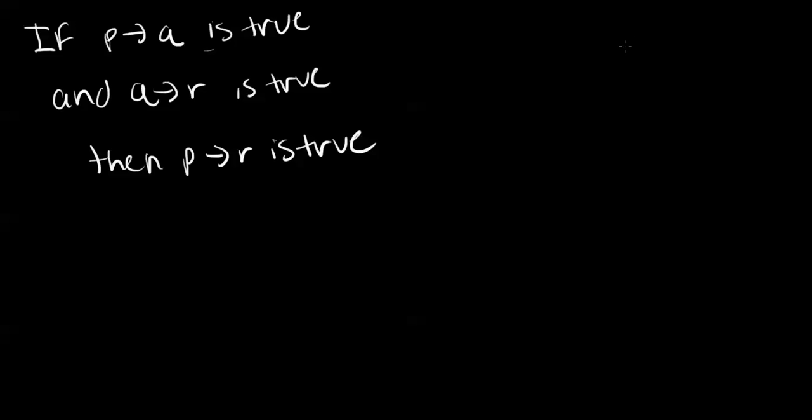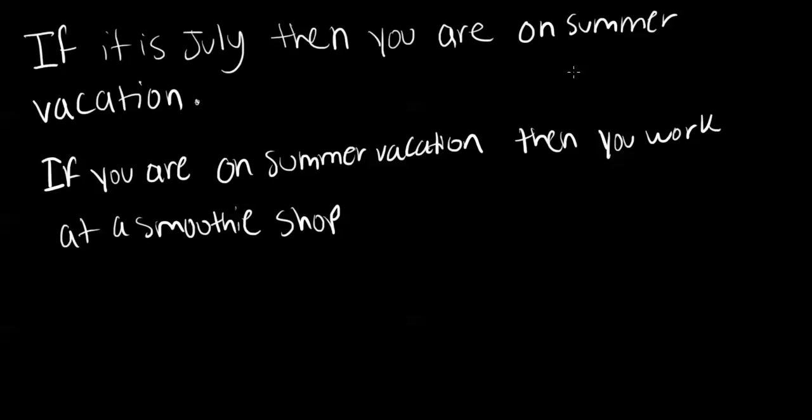Now we're going to look at the law of syllogism. If P → Q is true and Q → R is true, then P → R is true. The law of syllogism allows you to state a conclusion from two true conditional statements when the conclusion of one statement is the hypothesis of the other statement. Now we're going to look at an example of the law of syllogism.